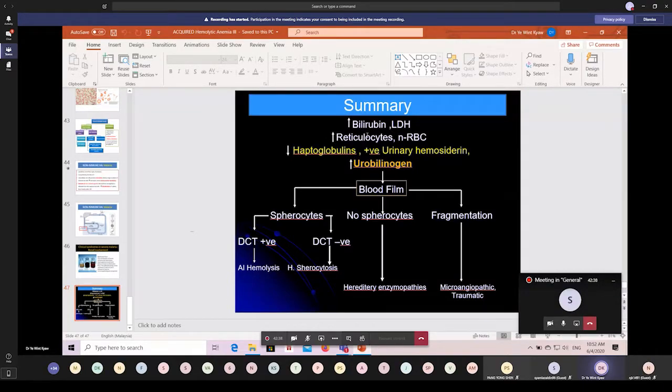In summary, if bilirubin and LDH count increase, if haptoglobin reduces in intravascular or extravascular hemolysis, anyone, haptoglobin level reduces in intravascular or extravascular hemolysis.